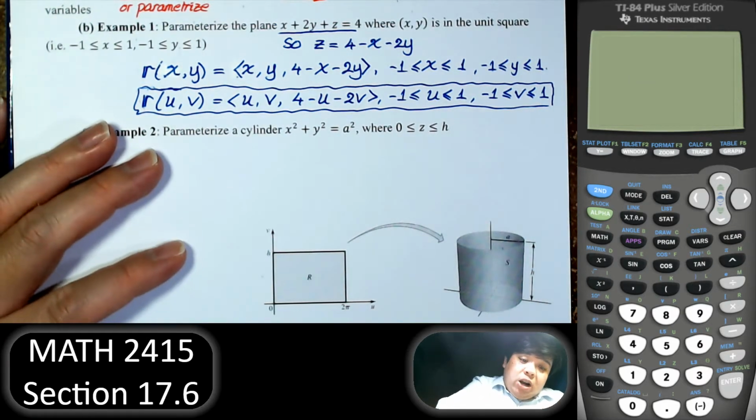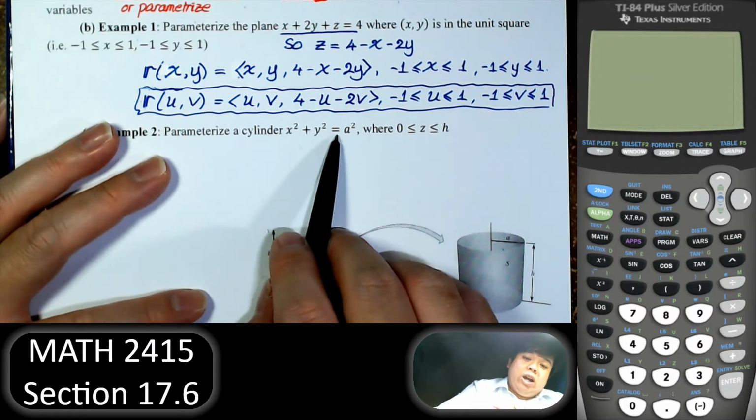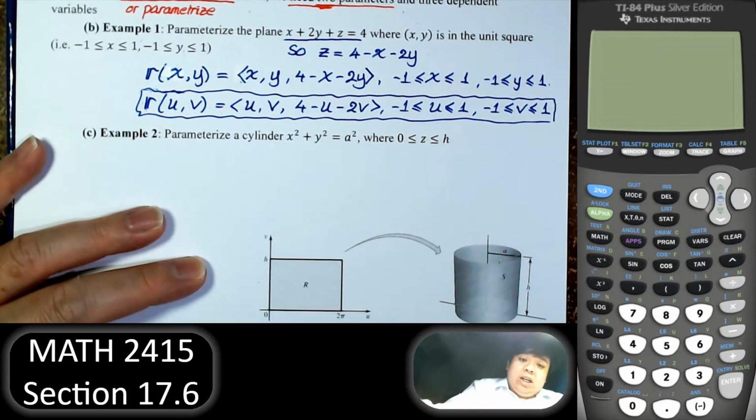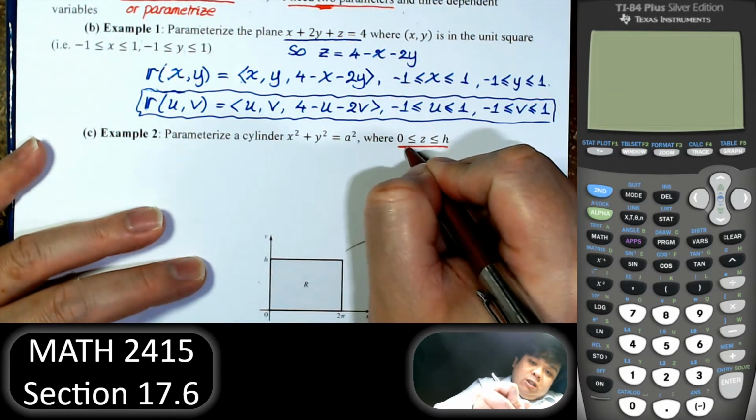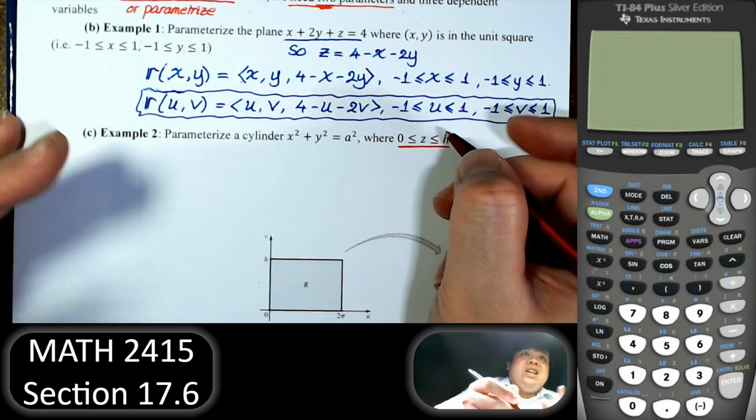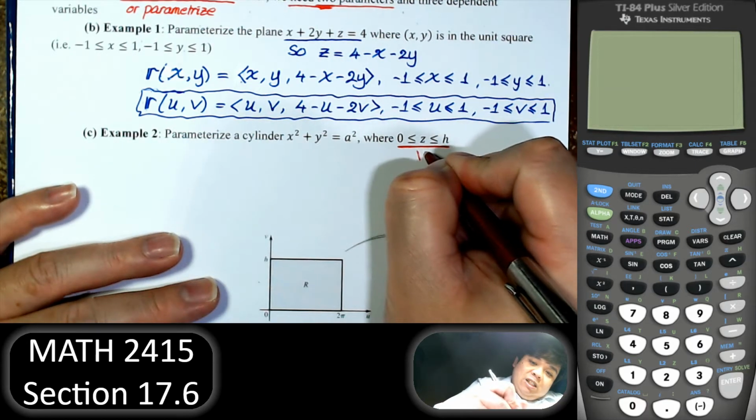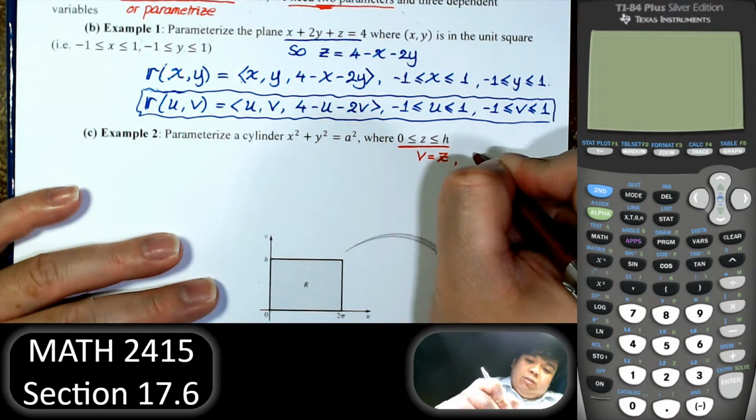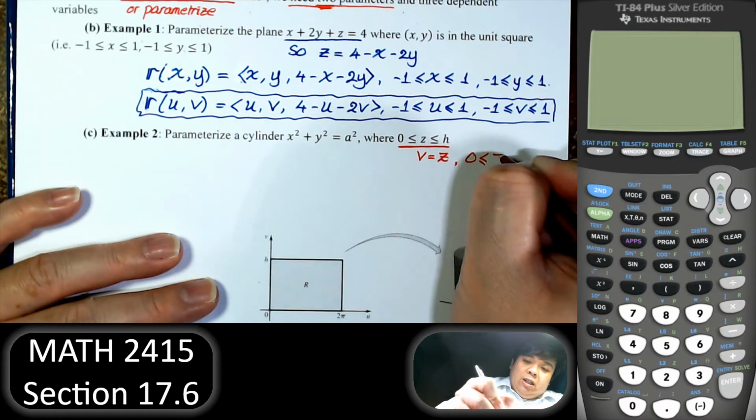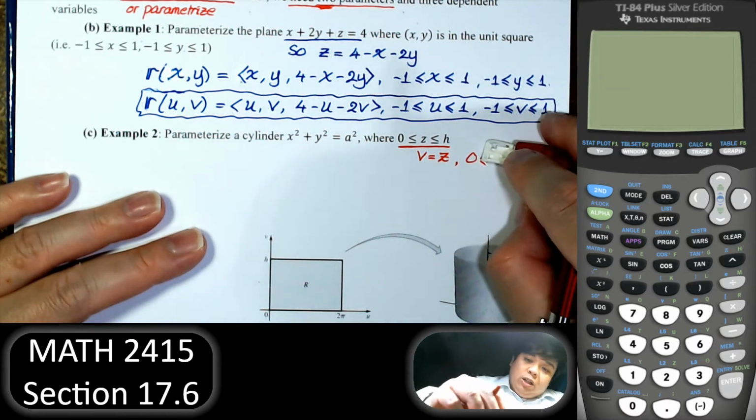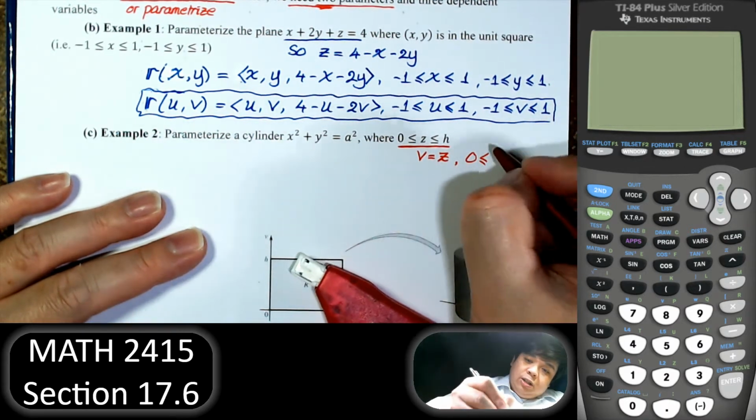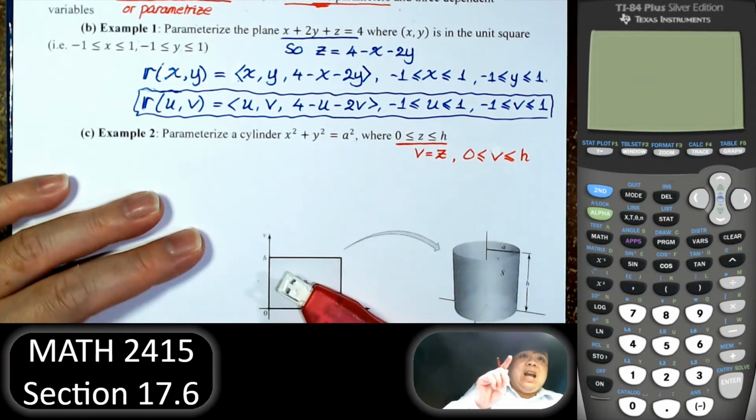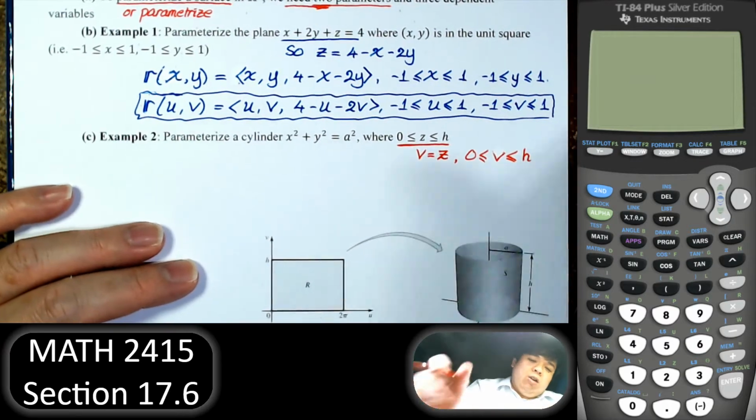Next, parameterize a cylinder x squared plus y squared equals a squared and z between 0 and h. When we see this, we know for sure z is one of the parameters. So let's say v is equal to z, and we know for sure v is between 0 and h. So that is one parameter. We just need the other one. What is the other one?